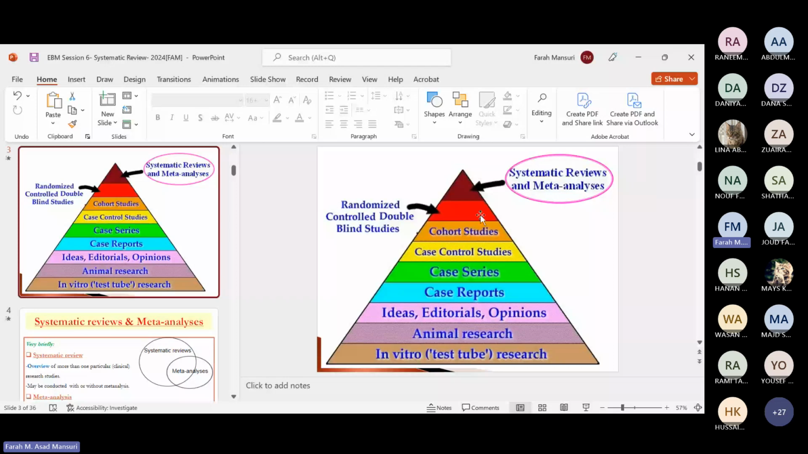Similarly, if it is a randomized controlled trial, though it is a trial, it carries lesser evidence as compared to that of the systematic review. So for your better understanding, you must remember this hierarchy of evidence in clinical research. The base is the least important. The highest, the tip, is the most important or most significant.